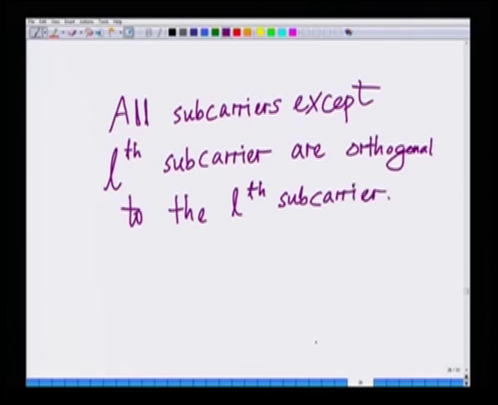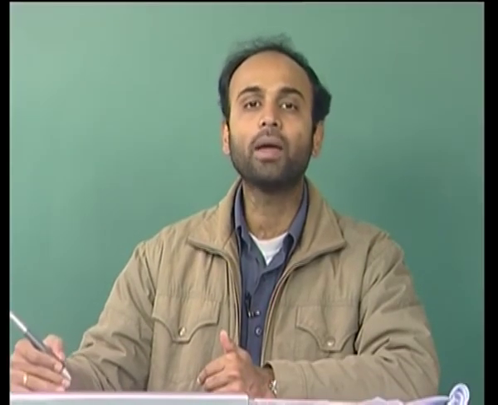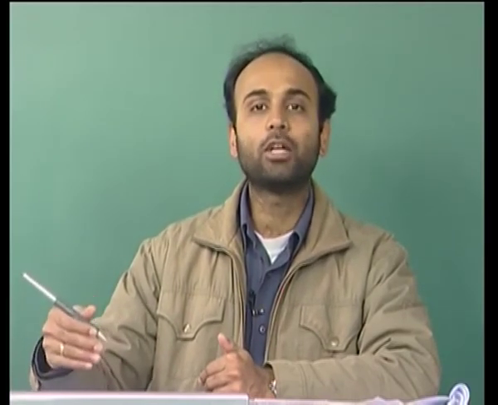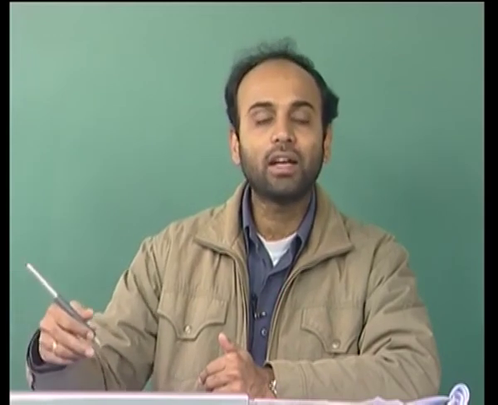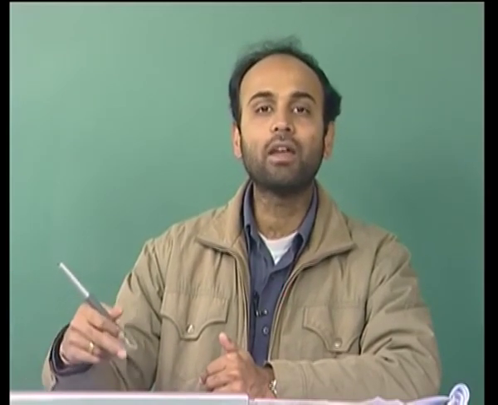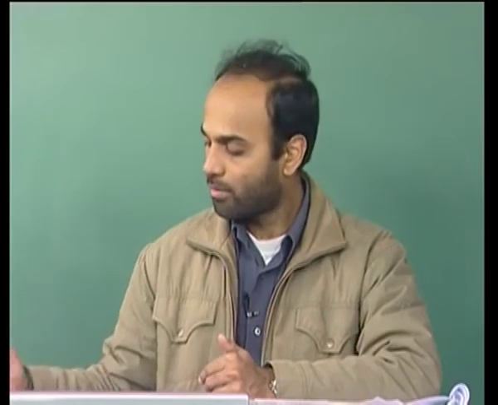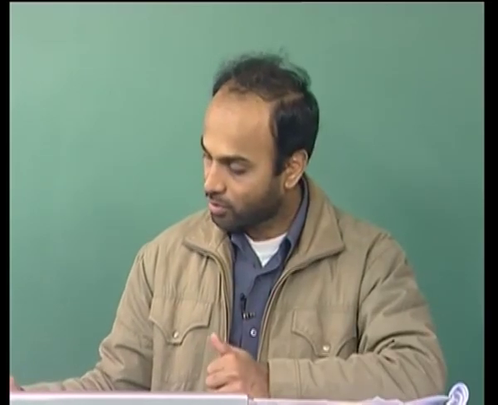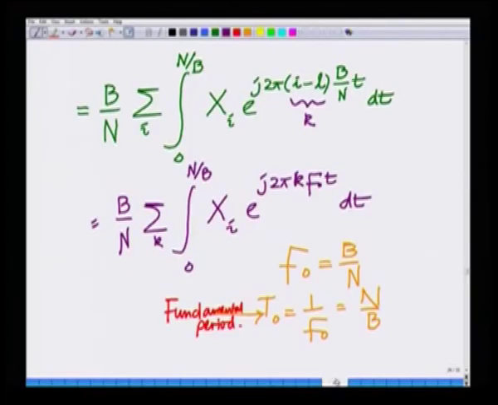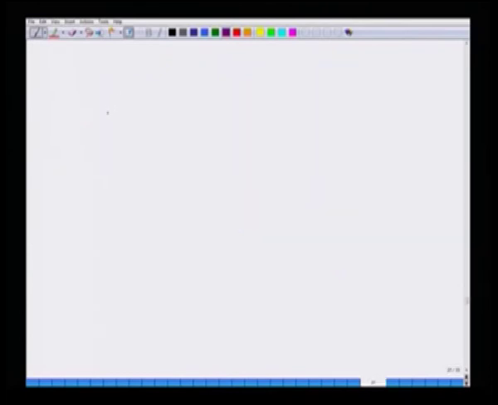Hence, I can essentially coherently demodulate by correlating with e power j 2 pi f_L t, that is essentially I am multiplying by e power minus j 2 pi f_L t and integrating over the fundamental period, which is 0 to N over B. And now, what we have is obvious. Let us go back to see what we had earlier.